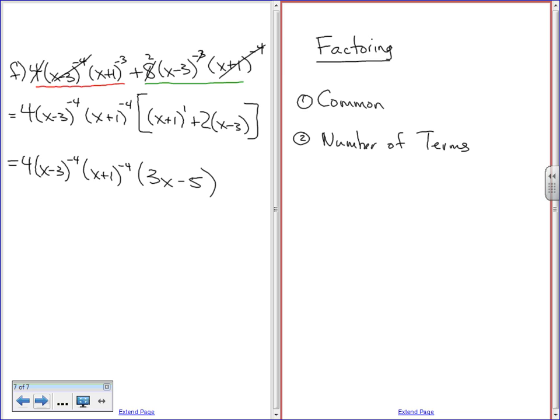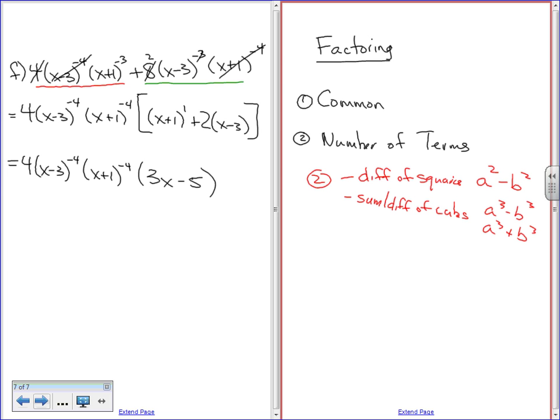If there's 2 terms, the only thing it can be is difference of squares. So difference of squares would be something like that, a perfect square minus another perfect square. Or sum and difference of cubes, the new stuff that we learned today. So it's either going to be that, or it's going to be that. Those are the only 2 options you're going to have if there's 2 terms.